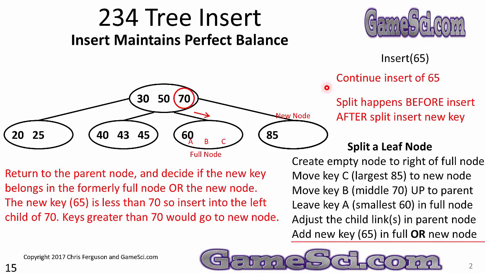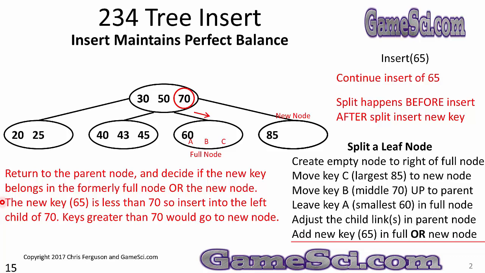Continuing with the insert of 65, splits happen before the insert. After the split, we still need to finish inserting the new key. This all started when we tried to insert 65. We need to add the new key 65 into the full or the new node. Return to the parent node and decide if the new key belongs in the formerly full node, this one right here, or in the new node, this one right here.